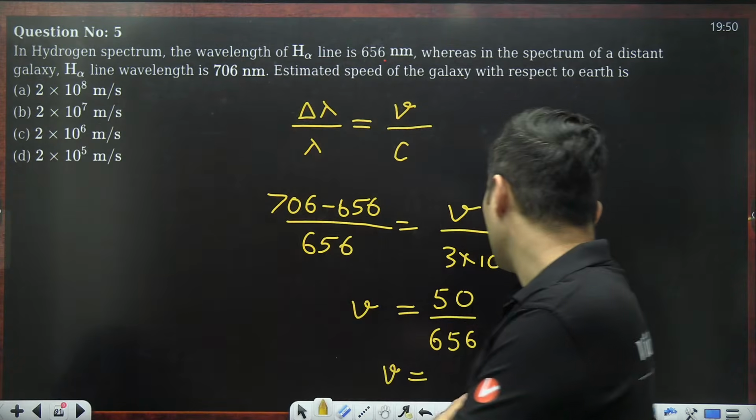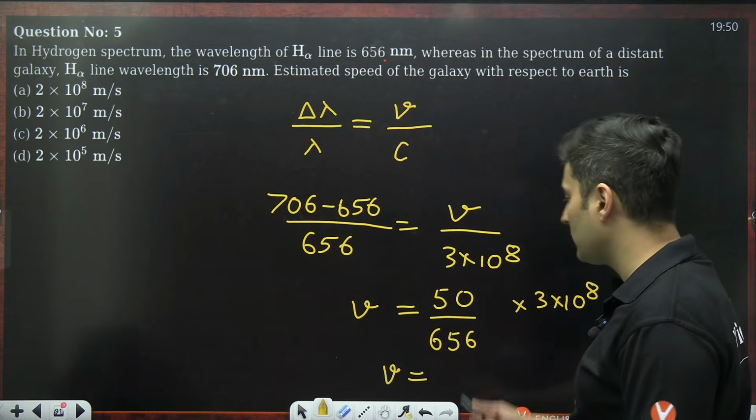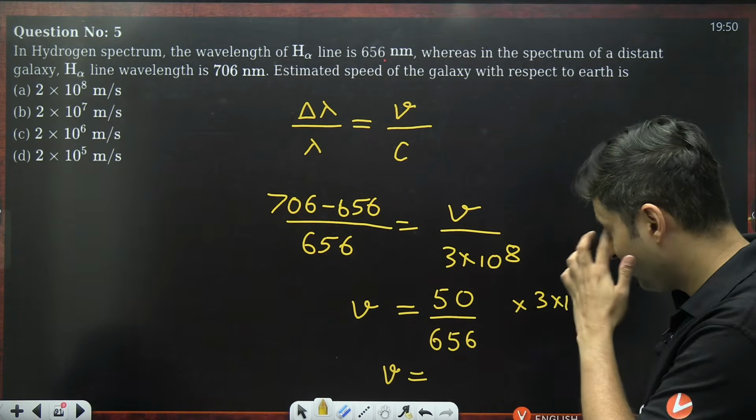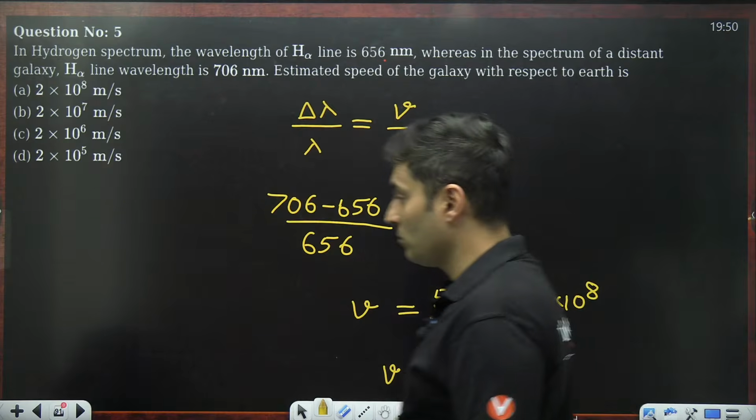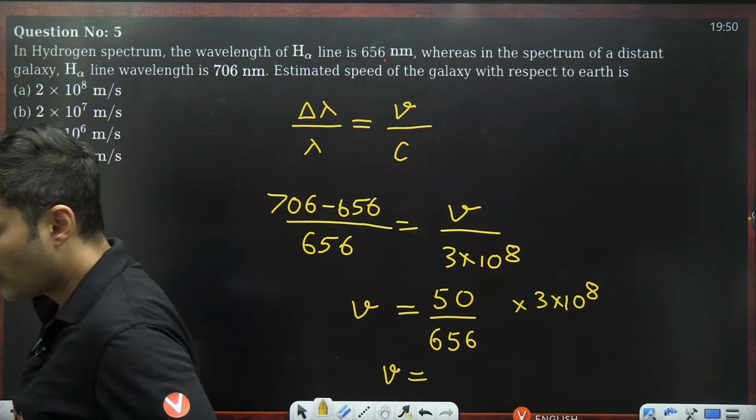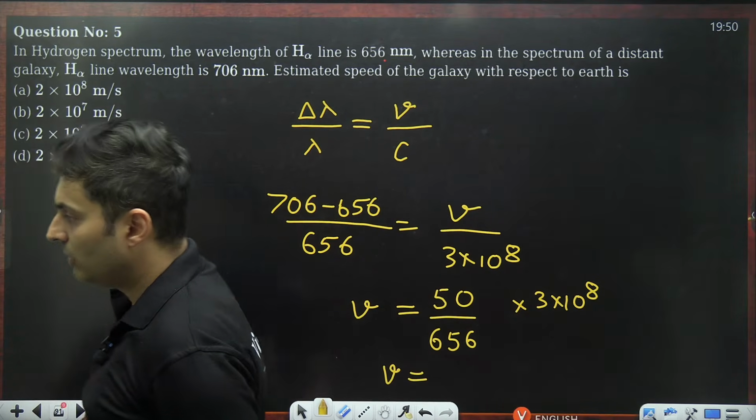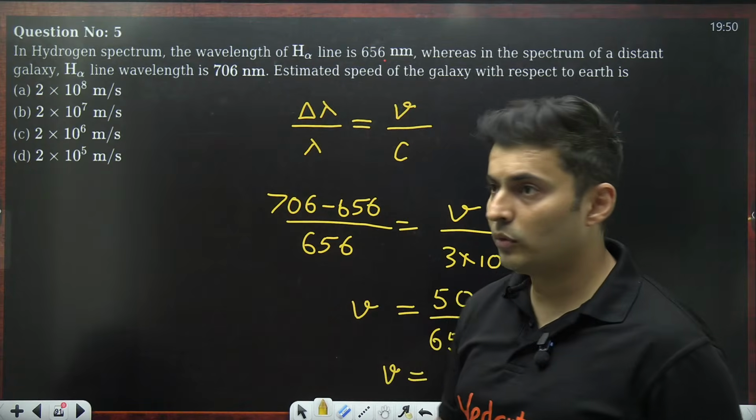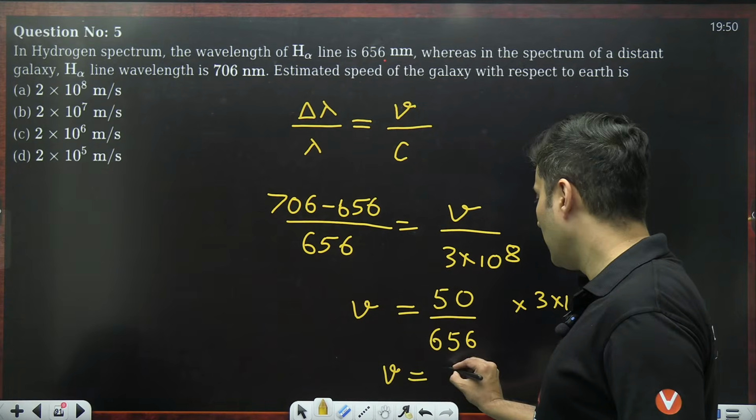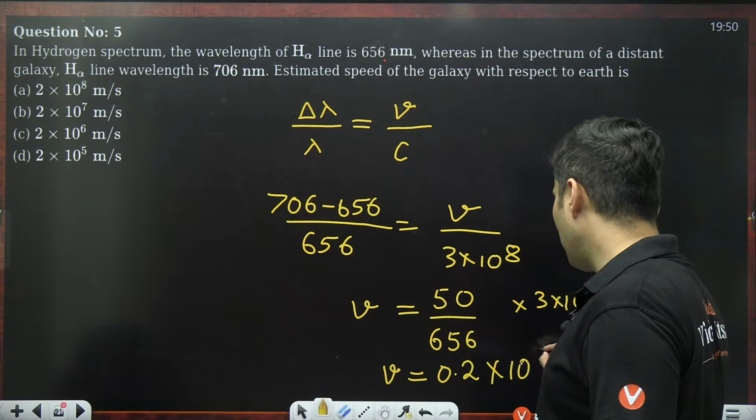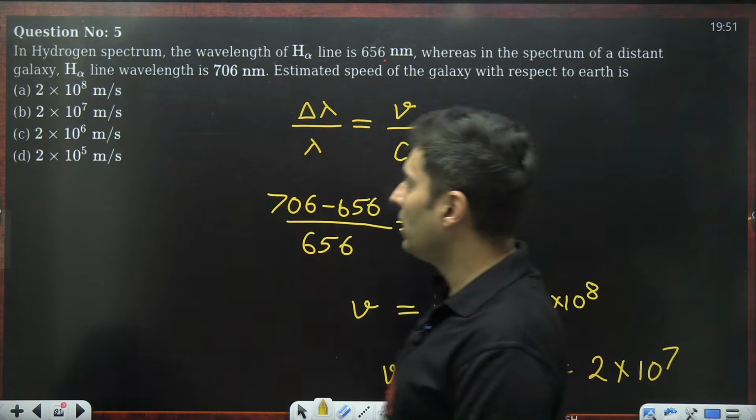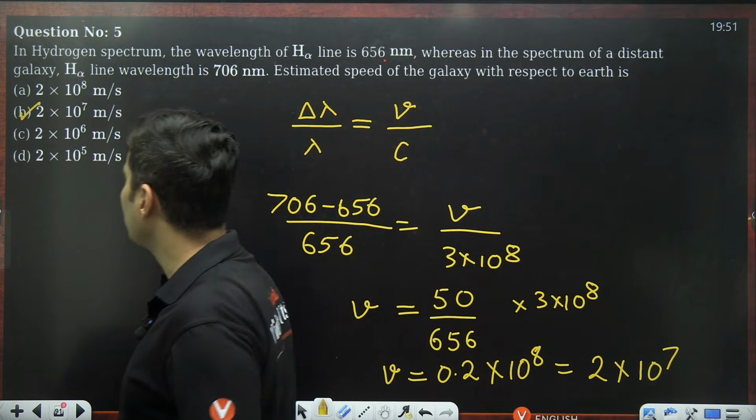10 to the power 7 will also come. Yes, 100%, because this is 150, this is 656. So 150 and 656. So 15 goes with 650 almost more than 4 times, but less than 5 times. So between 1 by 4 and 1 by 5, it will be between 0.2 and 0.25. So that means 0.2 will be there and 10 to the power 8 will be there. Therefore it should be 2 into 10 to the power 7. So 2 into 10 to the power 7 means option B. That is the right one.